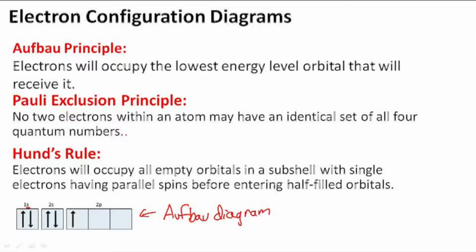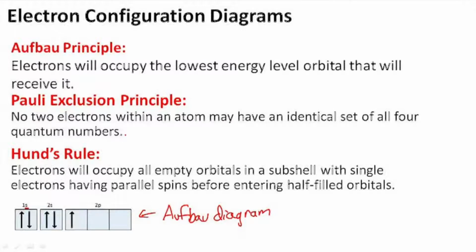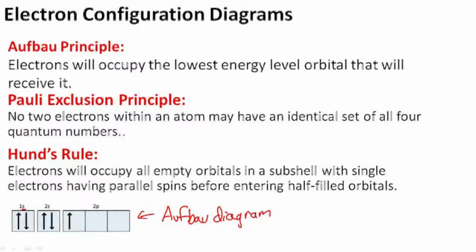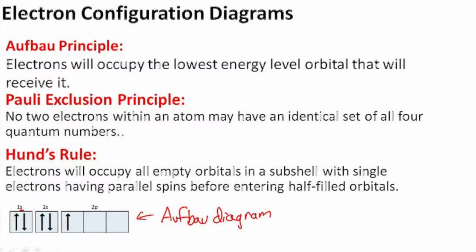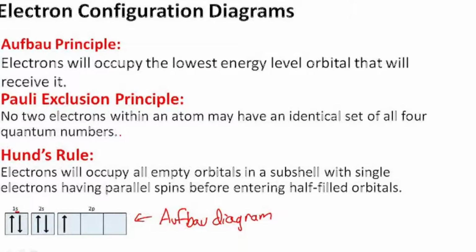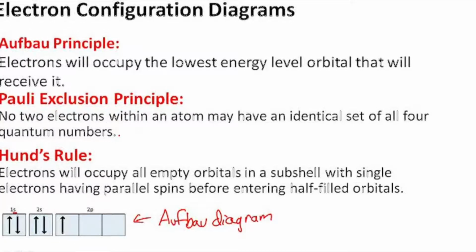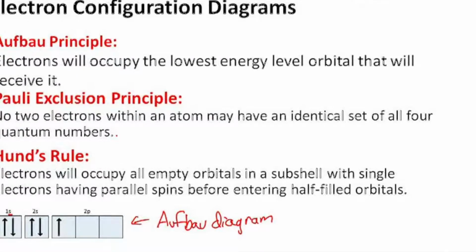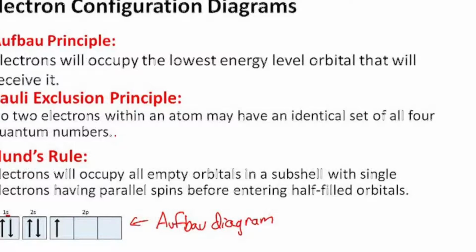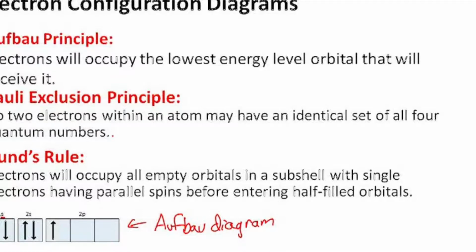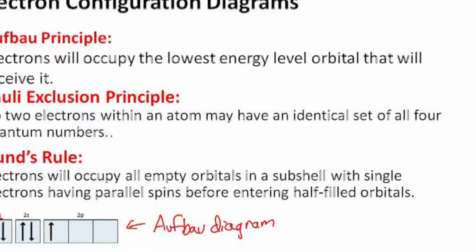So before we start, there are 3 different principles or rules that we need to go over. So the first one is the Aufbau principle, and that's saying that the electrons will occupy the lowest energy level orbital that will receive it. So first the electrons will occupy the first energy level in the S block before the 6th energy level in the P block. The Pauli exclusion principle is where no 2 electrons within an atom may have an identical set of all 4 quantum numbers. So you can't have all electrons with the same spin or with the same shape.